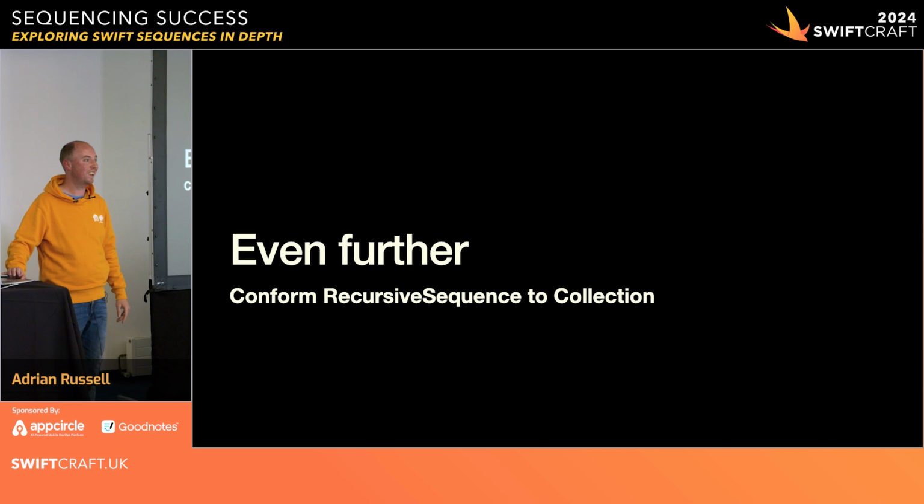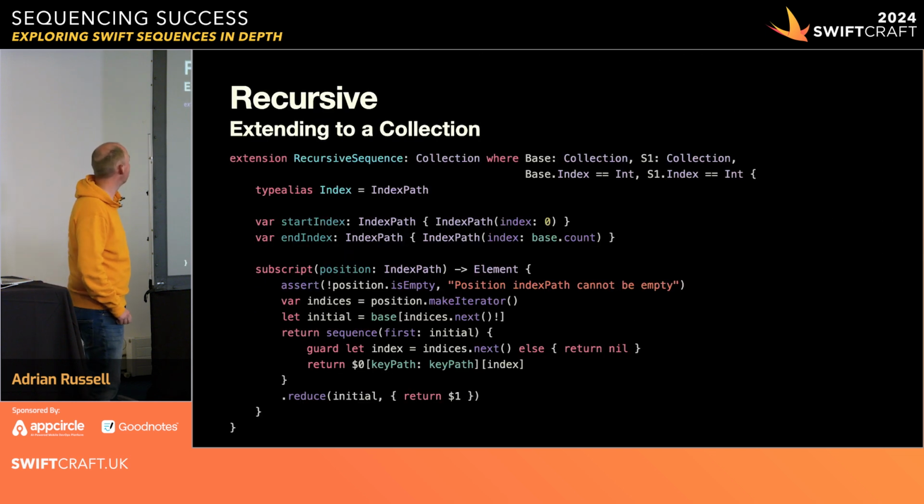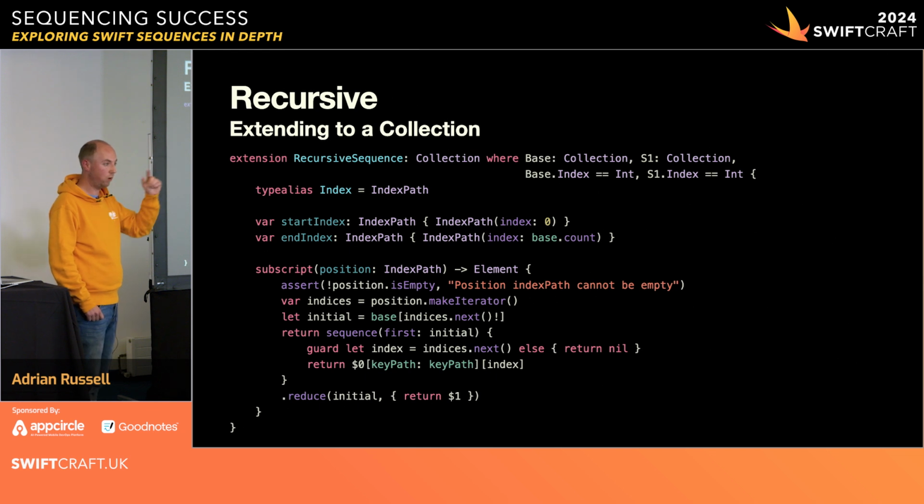We can conform it to collection. So we've got a bit more code here, but as you can see, what we're doing is our index is now going to be an index path, so that we can track, going through its children, how we would reach that item, exactly as a table view would use. So you'd have an index path specifying the table, and the cell within the table.